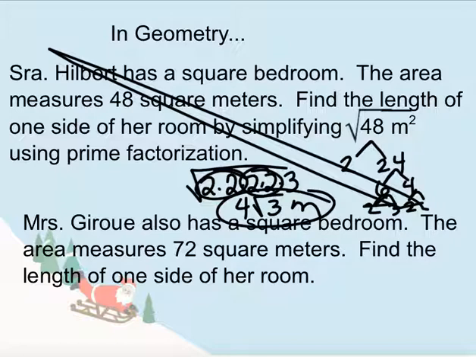And for the second one, the side length for a square room that's 72 square meters. Well, that's like having the square root of 36 times the square root of 2. So we get 6 root 2 meters.